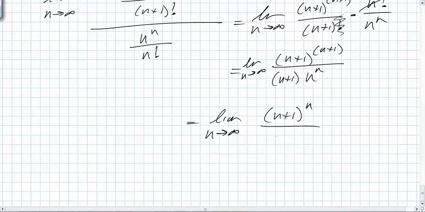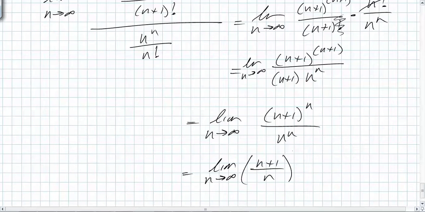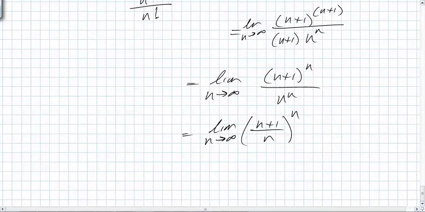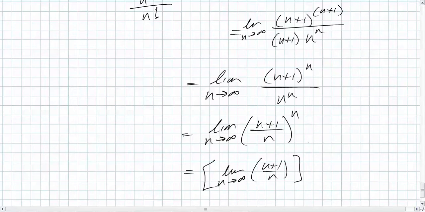n plus 1 to the n all over n to the n. Now, what happens here? How do you prove what this goes to? You sure? You can be sure and be right, it's fine, I'm just having you justify. What do we rewrite this as? Limit as n goes to infinity of n plus 1 over n, all to the what power? n.